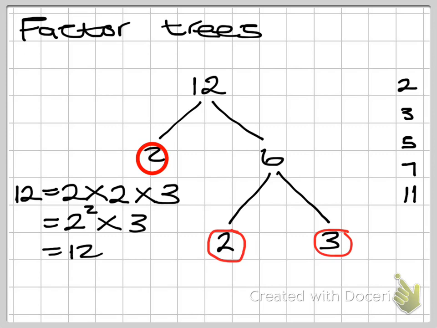Do you believe me? Don't you believe me? Let's check. 2, which is that one, multiplied by 2, which is that one, gives me 4. And we know that 4 multiplied by the 3 is equal to 12. Absolutely.